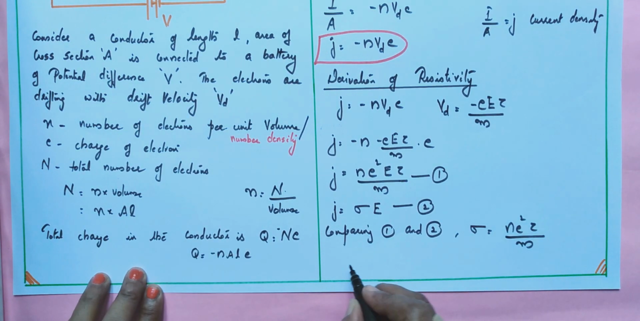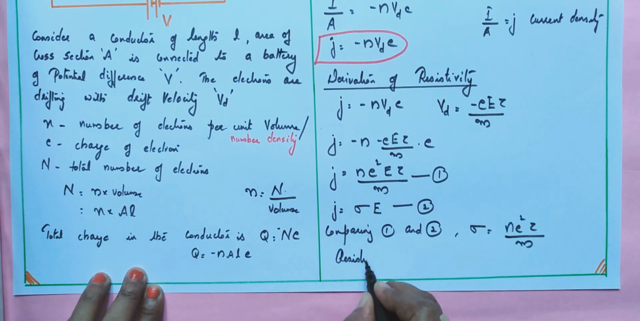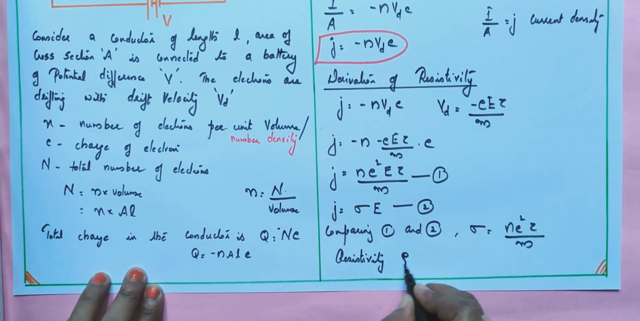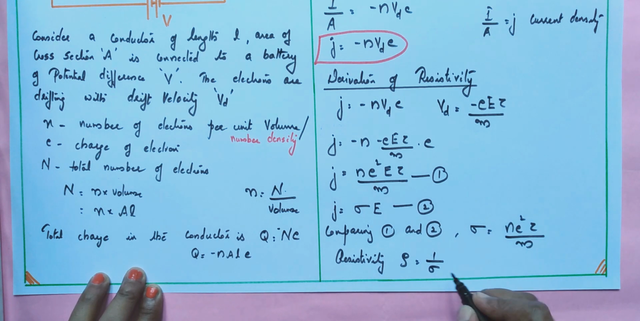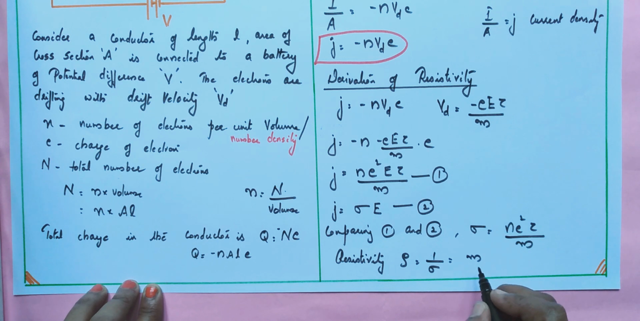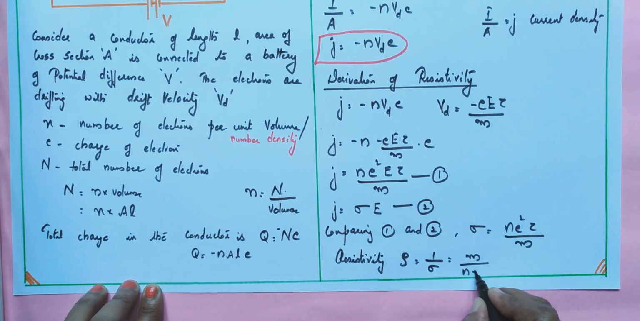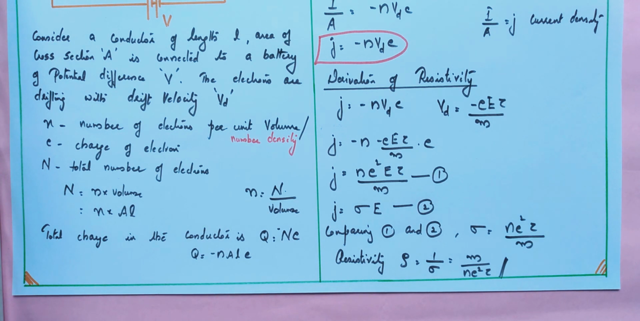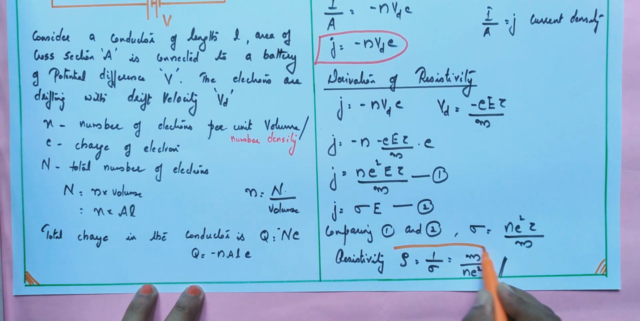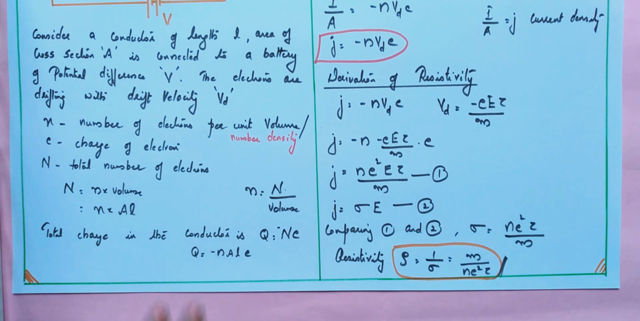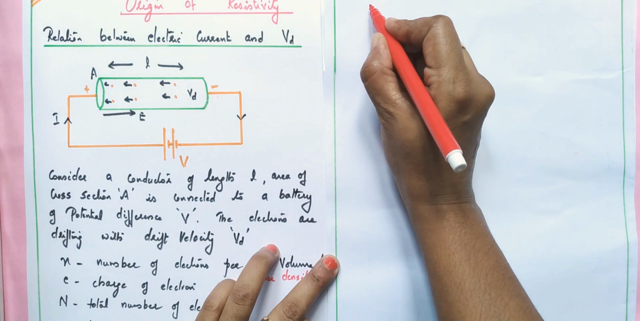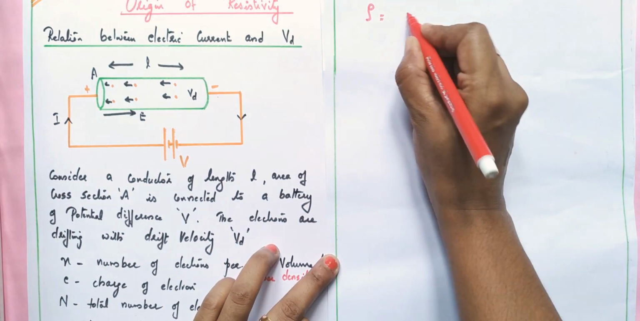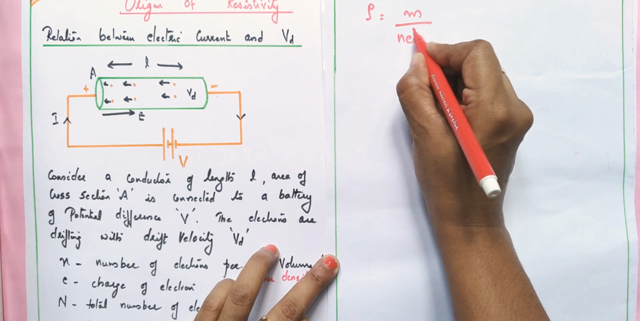Also we can write the formula for resistivity. Resistivity rho equal to 1 by sigma, isn't it? Reciprocal of conductivity is resistivity. Therefore it can be written as m divided by n e square tau. So the formula for resistivity is given by rho equals m divided by n e square tau. Thus we have derived the formula for resistivity as rho equals m divided by n e square tau.